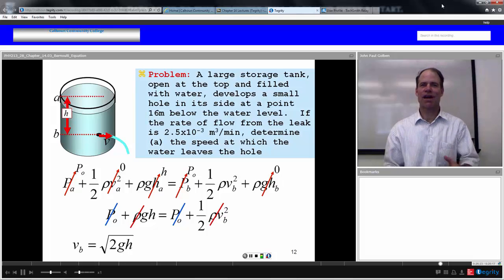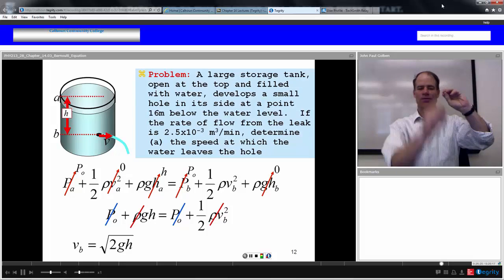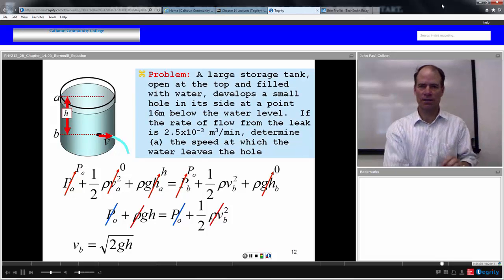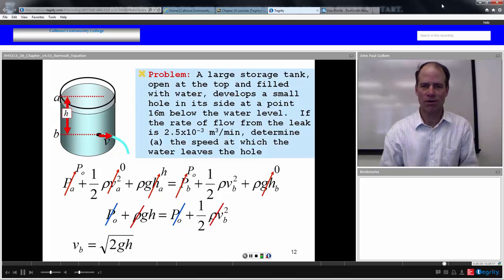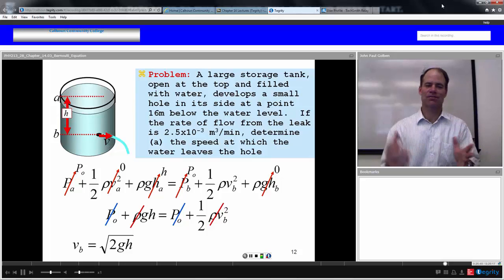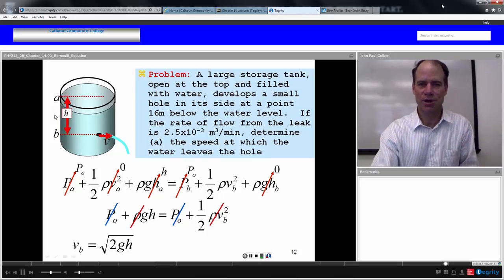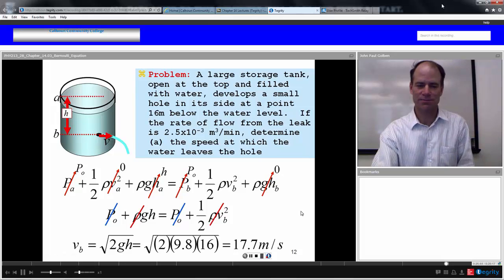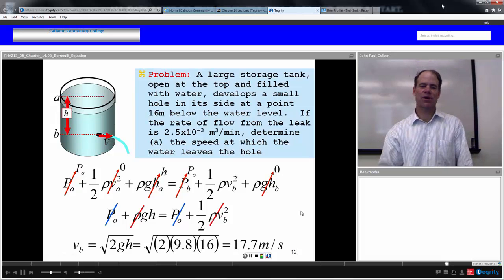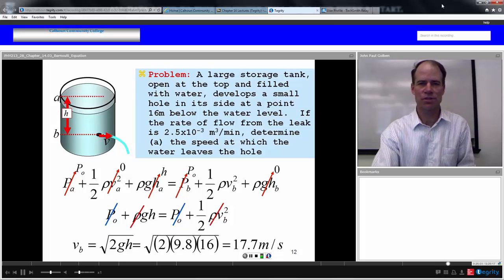We saw that in a conservation of energy problem. We start from rest and we fall to a lower height, distance h below. Our velocity at that lower height is the square root of 2gh. It works here for water or for liquid as well. So the velocity of B is going to be the square root of 2gh. That's the square root of 2 times 9.8 times 16 meters, 17.7 meters per second.